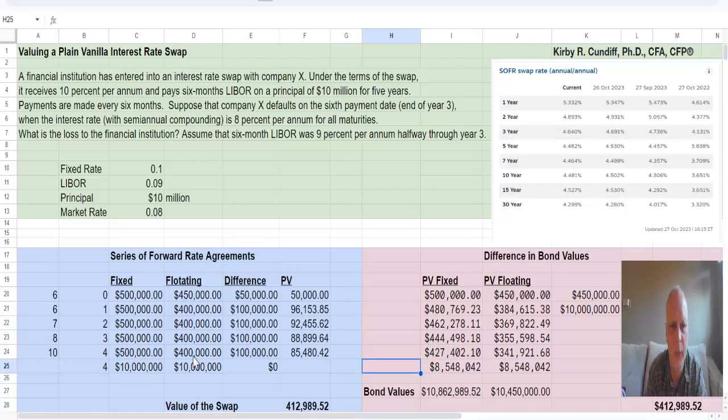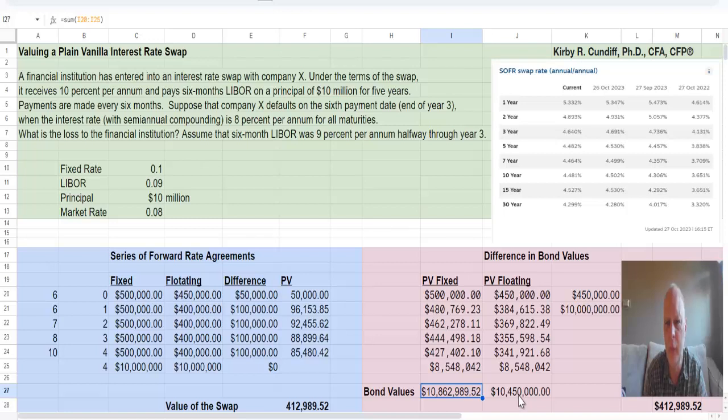And then the final payment will be the bullet payment here of $10 million. And that's going to be the $10 million over 1 plus, again, 4% to B25, or 4 6-month time periods, since that payment, the bullet payment, takes place at the same time period as the last fixed payment here. So we sum up all of these present values, and we get the present value of the fixed rate bond is $10,862,989.52.